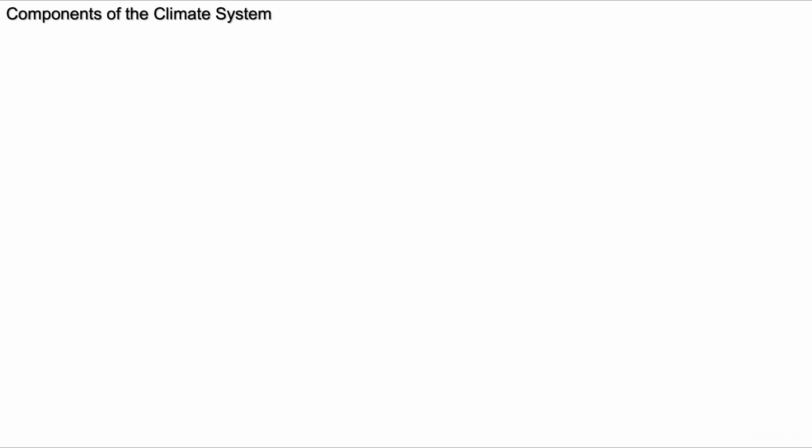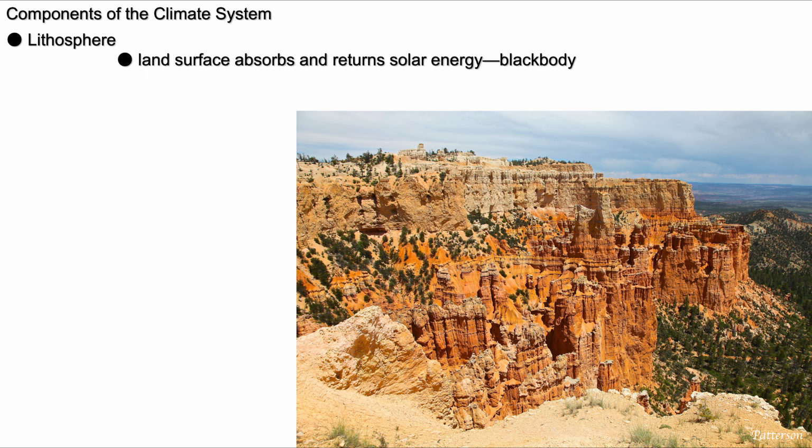When we talk about components of the Earth's climate system, we have to discuss the lithosphere and its role. The lithosphere represents land that's absorbing and returning solar energy as a black body. In reality, the Earth is a gray body, which is a partially functional black body. Radiation passes through the atmosphere with relatively little interference. It strikes the Earth's surface. It is absorbed with 100% efficiency and re-emitted as a longer wavelength that is proportional to the surface temperature of the Earth.